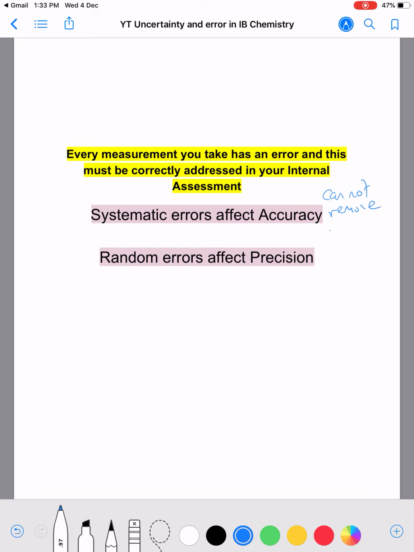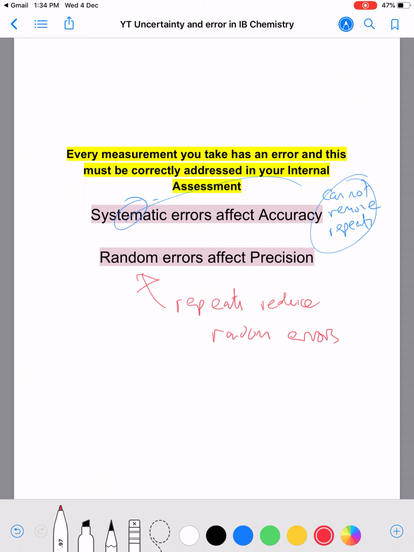remove these by doing repeats. Repeats will not remove systematic errors. Repeats will remove random errors, or they will reduce them. It's better: repeats reduce. I love the alliteration of that. Random errors. So the more repeats you do, at least in triplicates over your 5 independent variable data points, the greater your precision will be.